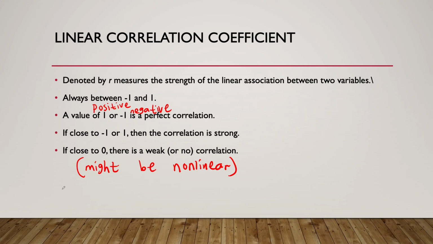Which means it's a good idea to actually look at the scatter plot before actually trying to identify relationships, due to the fact that nonlinear data also would have a correlation coefficient close to 0, especially if there's a lot of it.